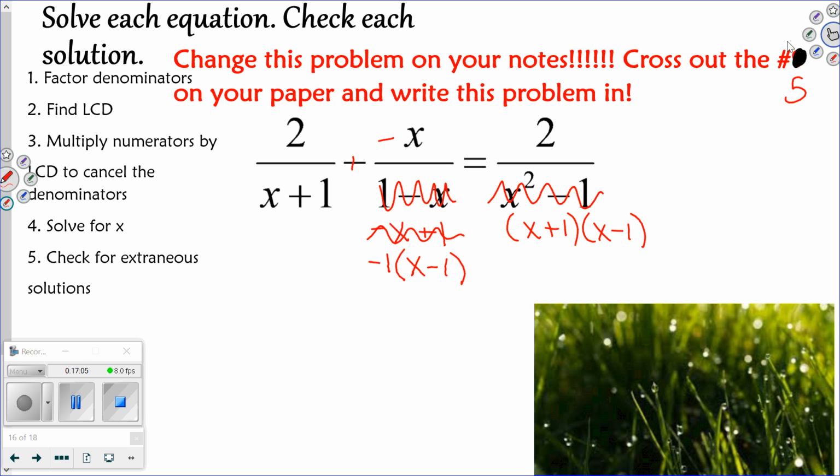So right now, what are my restrictions? Plus or minus 1? I'll make a note before I cross everything out in a minute. My restrictions are plus and minus 1. All right, what's your LCD? Very nice. I need a negative 1, an x plus 1, and an x minus 1, because I've got to get all of those to cancel. So I need a negative 1, x plus 1, x minus 1. I know it's obnoxious to write it, but it really does help.